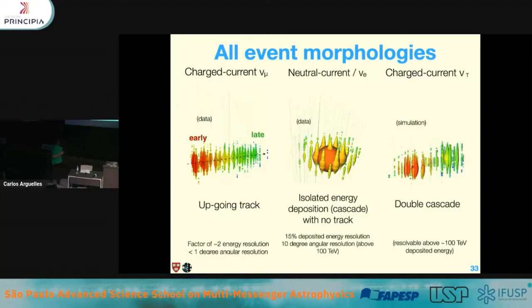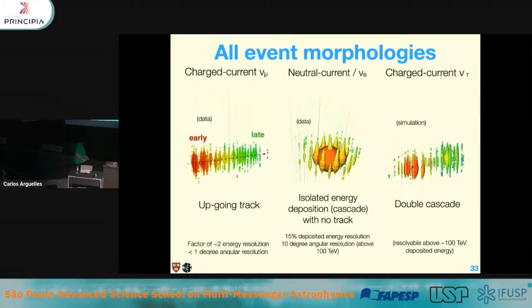So when I say track, I mean this long thing going through my detector. When I say cascade, I mean this. And when I say double cascade, I mean something like that. I will use these words throughout my lectures. The important thing to remember is that for a track, pointing is good but energy is poor. For a cascade, energy is good but pointing is poor. And double cascade is tricky.